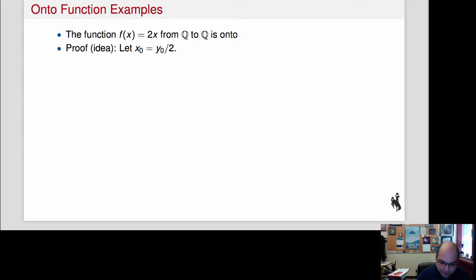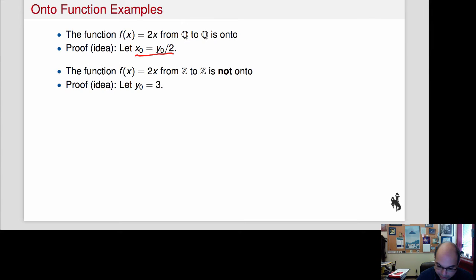Let's look at some examples. So for example, f of x is equal to 2x. If you're going from the rationals to the rationals, then this is an onto function. And this is why. If you simply let x naught be equal to y naught over 2, then in fact f of y naught over 2 will be equal to y naught, right? So for any y naught in Q, we can actually find an x naught that maps to it. Okay, so yeah, that's onto.